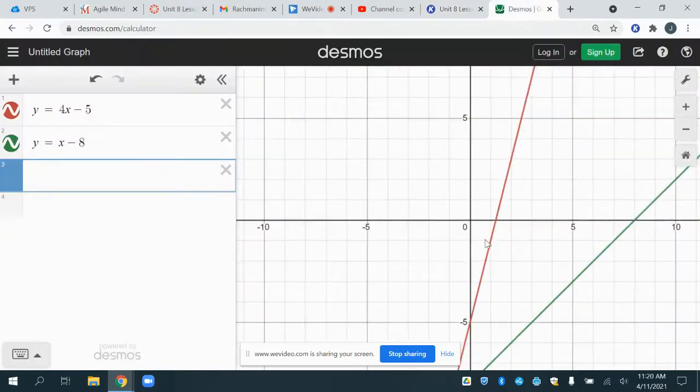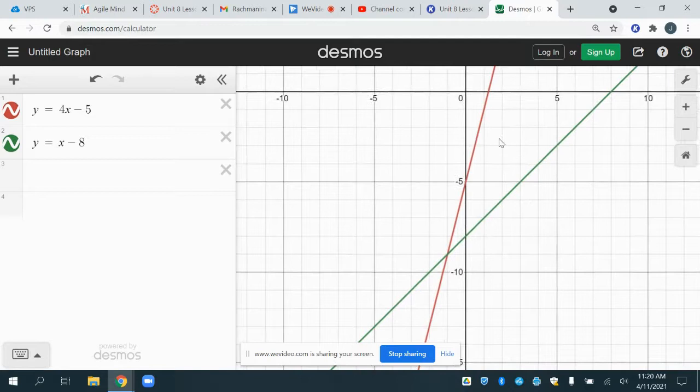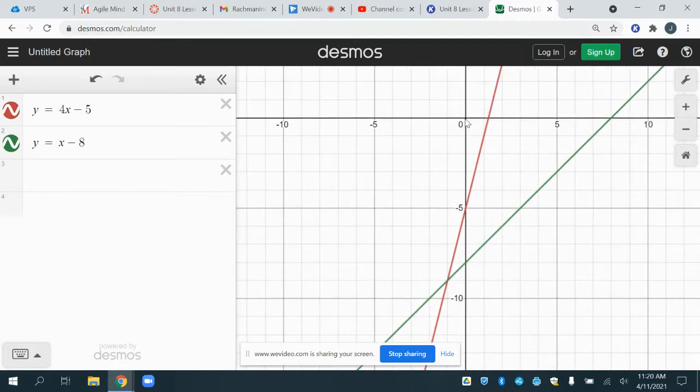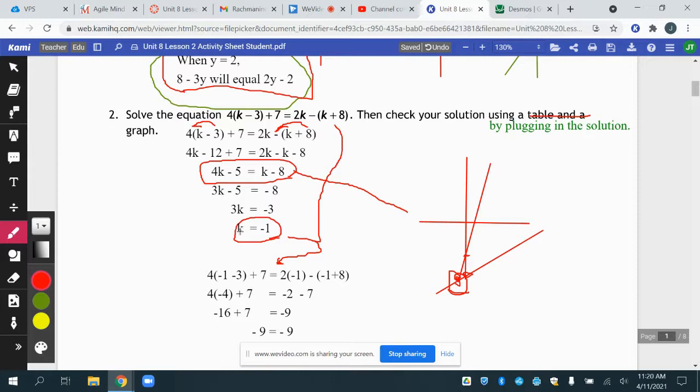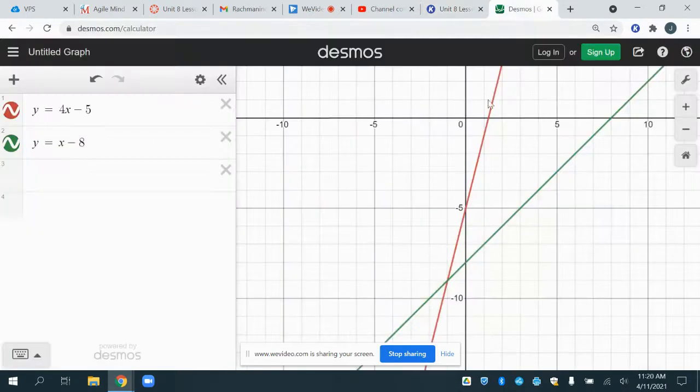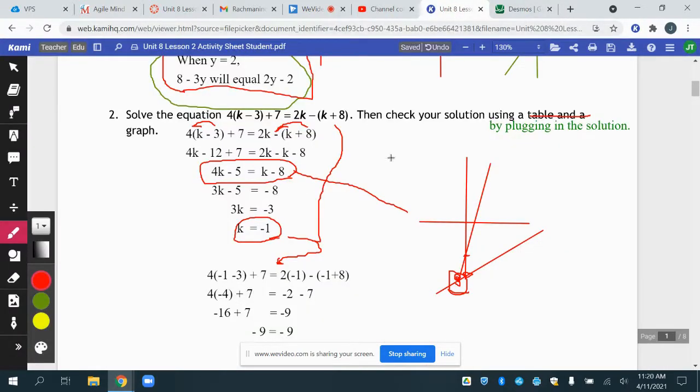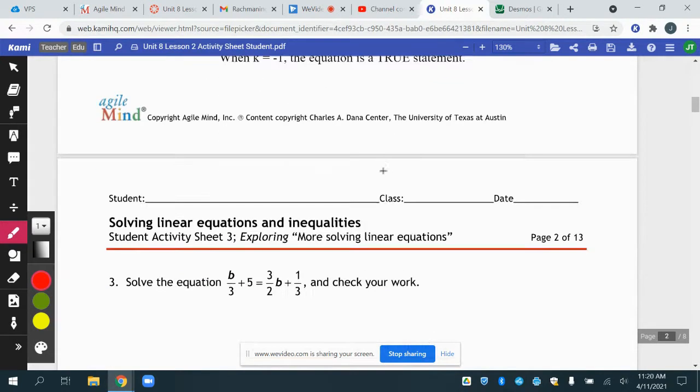Okay, so here's what it looks like in an actual Desmos. And where do they cross? They cross at -1, -9. In other words, when I plug a -1 into each of them, I get a -9 out. So if I were graphing them, they'd be at the point -1, -9. So there's a lot of ways that these things are related.